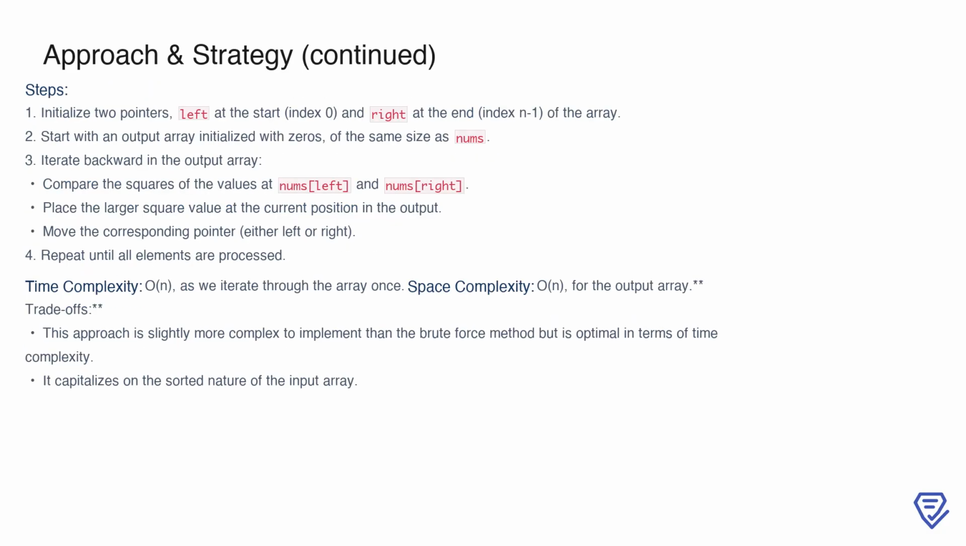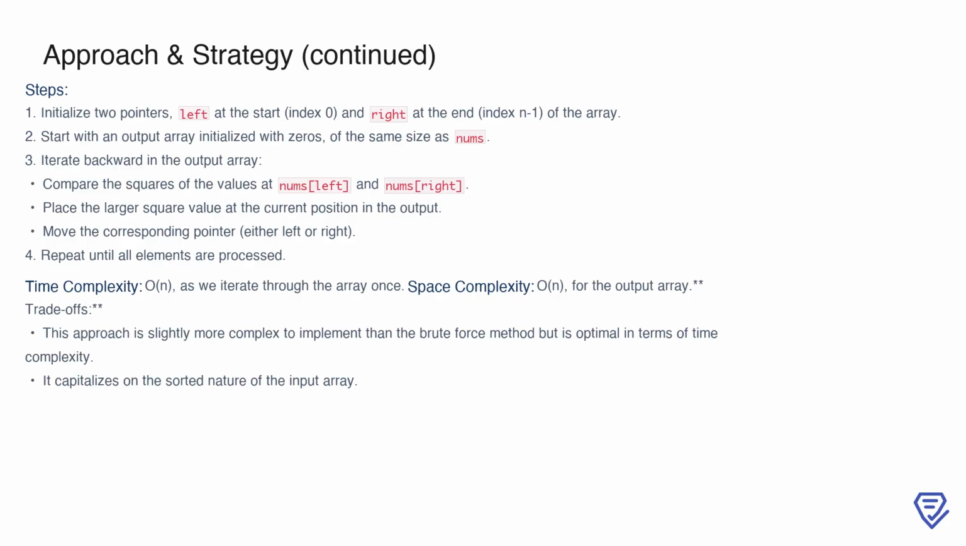First, we initialize two pointers, one at the start of the array, called left, and another at the end of the array, called right. We also create an output array initialized with zeros, which has the same size as the input array. Next, we iterate backward through the output array, filling it from the largest square to the smallest. At each step, we compare the squares of the elements at the left and right pointers. The larger square is placed at the current position in the output array.